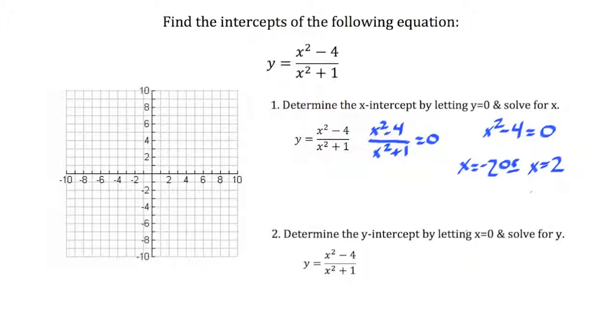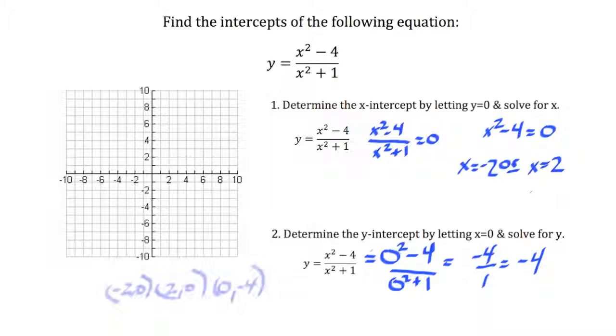Next, we need to obtain the y-intercept by letting x equal 0 in the equation and solving for y. So we plug in 0 for x. We'll have 0 squared minus 4 divided by 0 squared plus 1. We get negative 4 divided by 1, and continuing with the math, we get y equals negative 4. So the x-intercepts in this equation are negative 2 and 2, and the y-intercept is negative 4. Therefore our intercepts are negative 2, 0; 2, 0; and 0, negative 4.